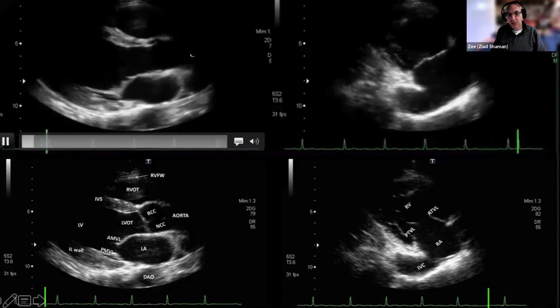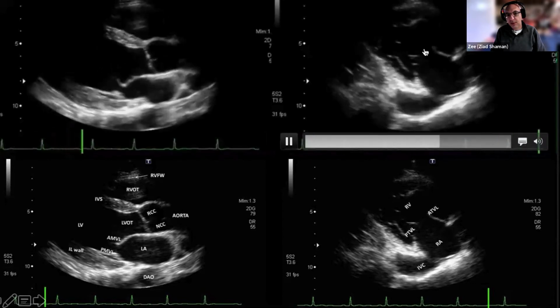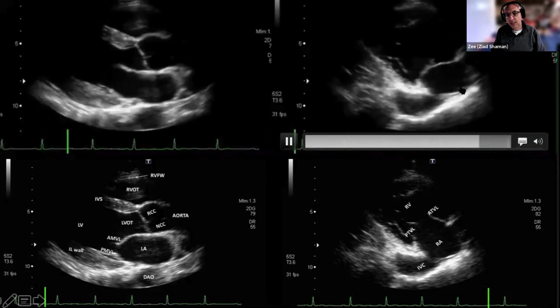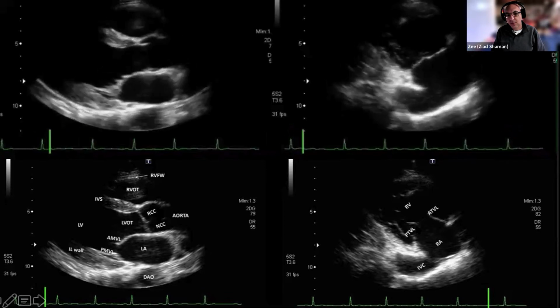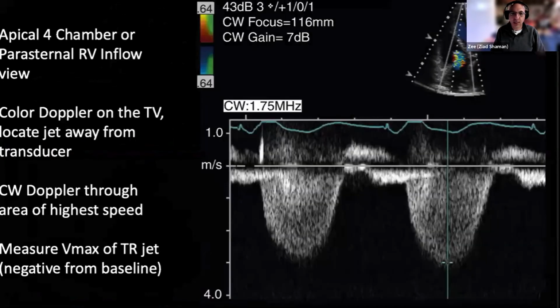And then you don't see the aorta anymore, and the mitral valve and the left atrium, but you see the junction between the right ventricle and the right atrium, and the tricuspid valve in between. So you can also do the measurement this way. That's another view you can get.